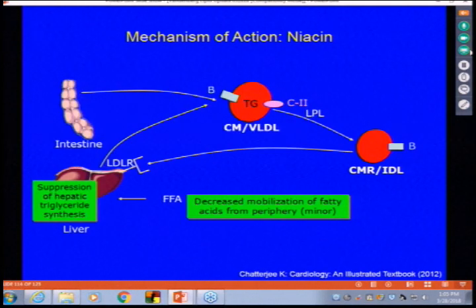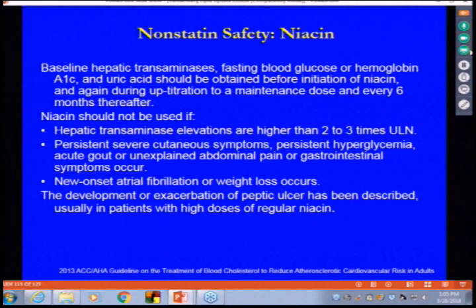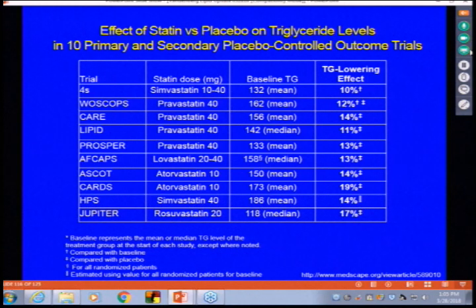Niacin again works peripherally. The only thing for clinicians is if you start niacin on a patient with hyperuricemia, you can precipitate a gout attack. So don't forget baseline uric acid. You can raise blood glucose. Again, statins for triglyceride aren't really that effective. I just summarized all the statin trials. You get less than 20% reduction in triglycerides.